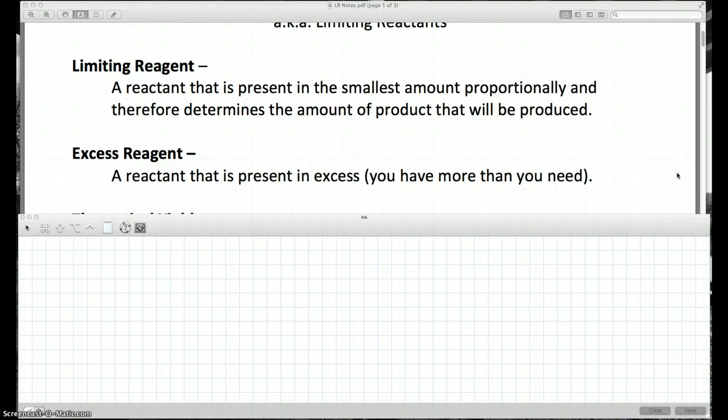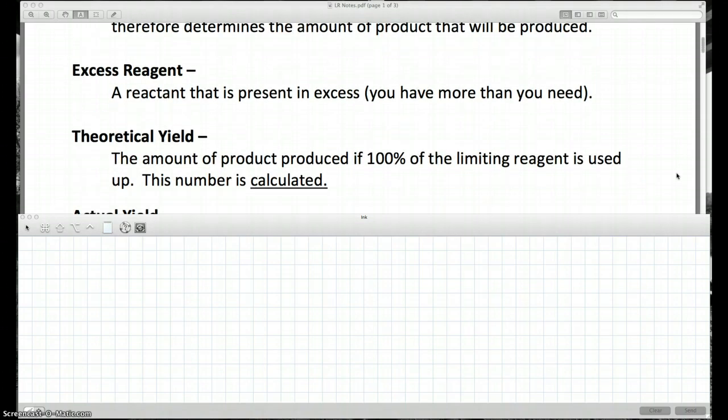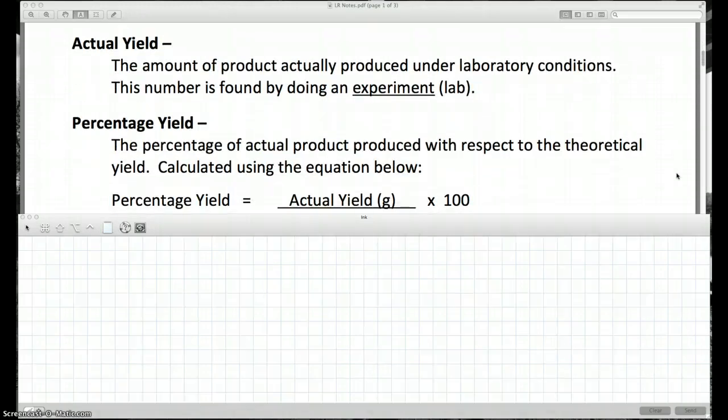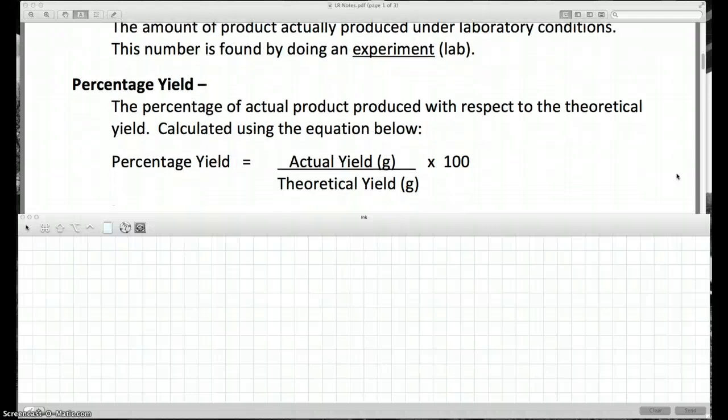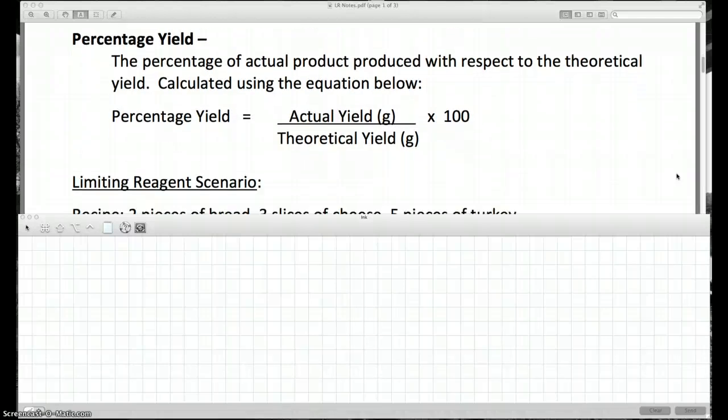Excess reagent is the reactant that we have extra of. So you have leftovers of the excess reagent. Theoretical yield is basically the amount of product you can make. Actual yield and percentage yield, we'll come back to a little bit later when we start calculating percentage yield.